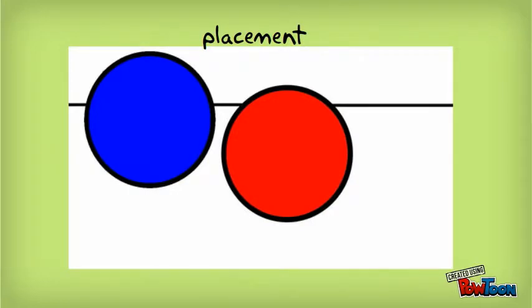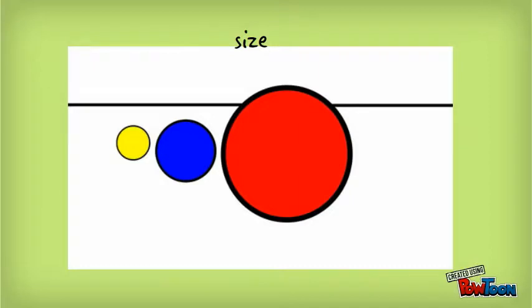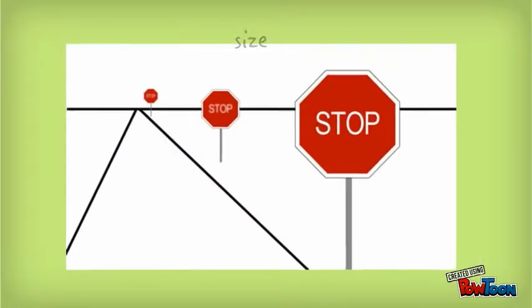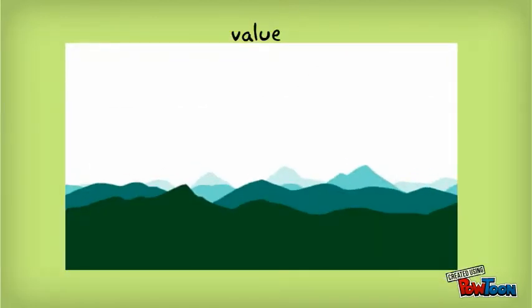If you place it higher on your paper, it looks farther away. If you make it smaller, it looks farther away. If something is more detailed, it looks closer to you. And if you make something lighter, it looks farther away as well.